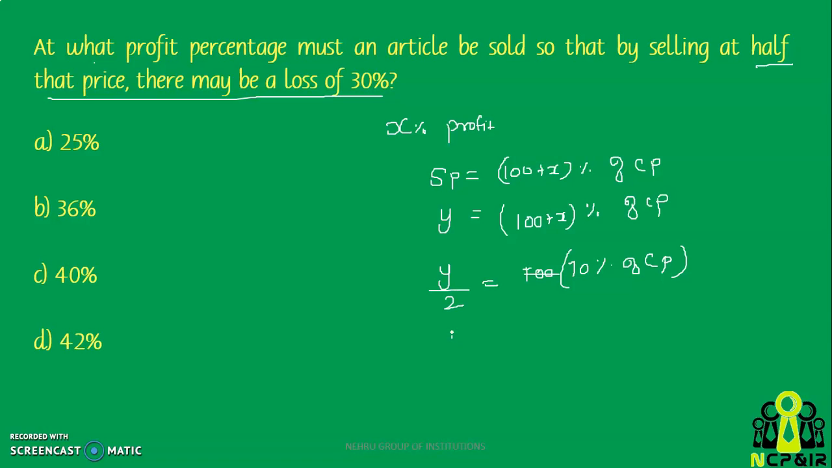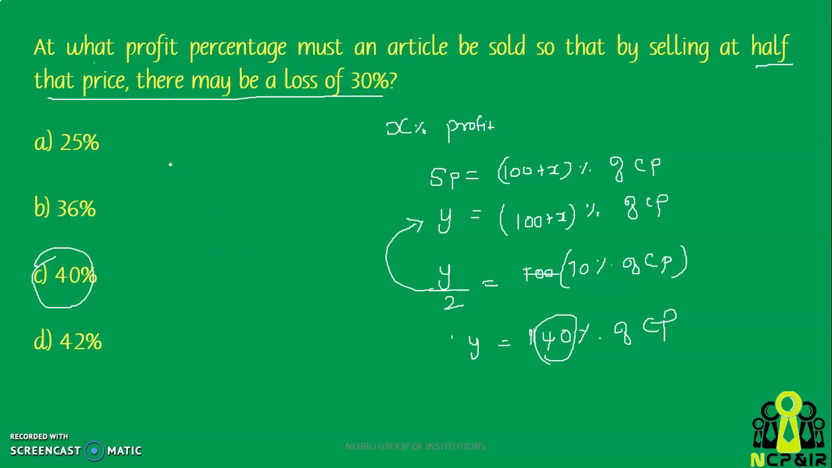Is it very clear? Y by 2 will be 70% of cost price, so Y will be double this, that will be 140%. It is like Y by 2 into 2 will be this one. So this value into 2 will give you this one. So that will be 140% of cost price. If it is 140%, the answer will be 40%. So that's the answer here.